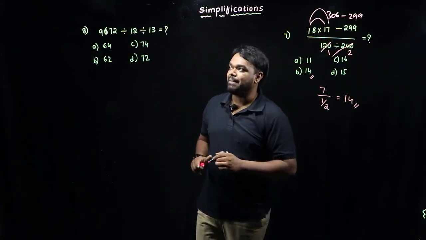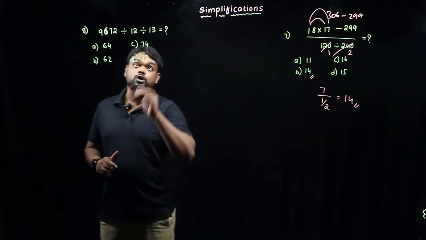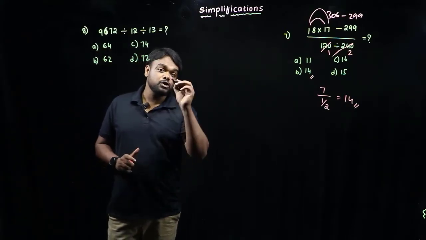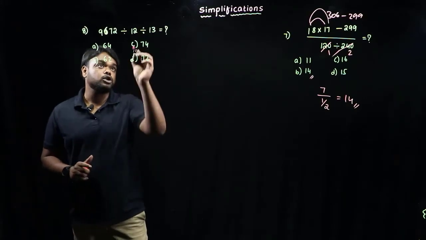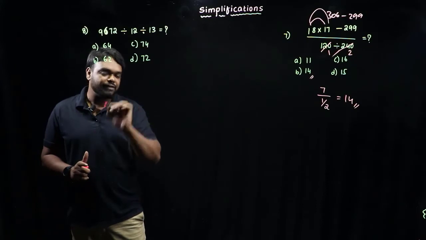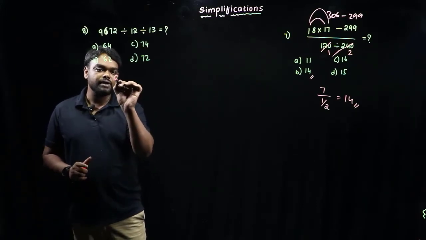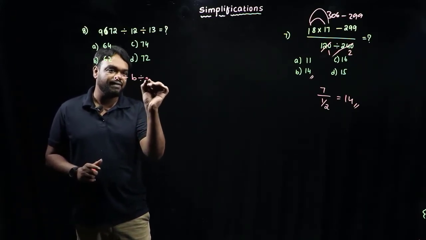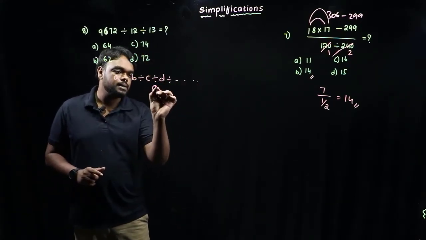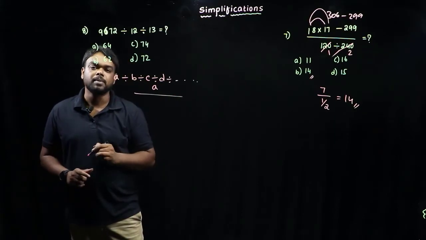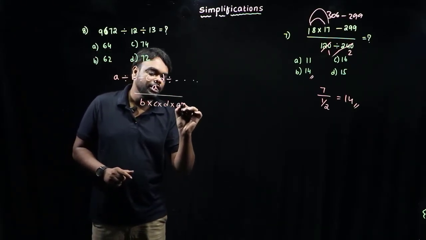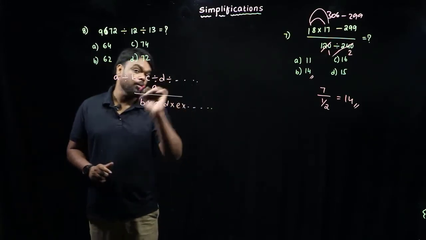Now, another example. 9762 divided by 12 divided by 13 equals question mark. Usually students get confused here whether to do 12 by 13 first or this divided by 12. I'll give you a simple tip here. Whenever you see something like A divided by B divided by C divided by D and so on, a simple tip is only the first term goes to the numerator, and all the remaining will be in the denominator. It doesn't matter how many numbers we have.